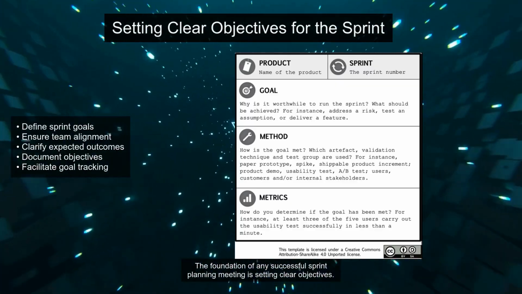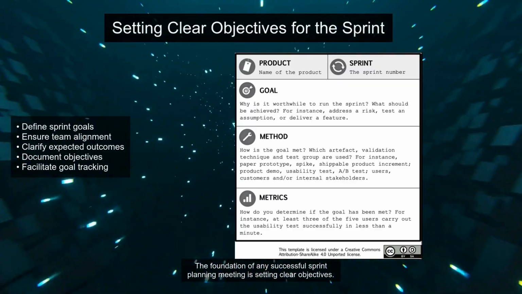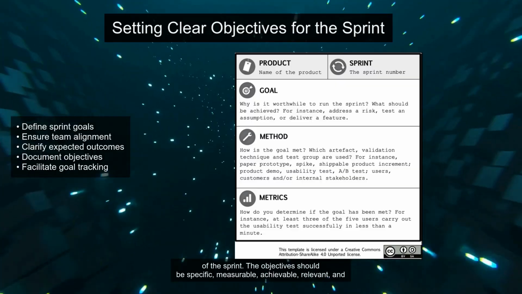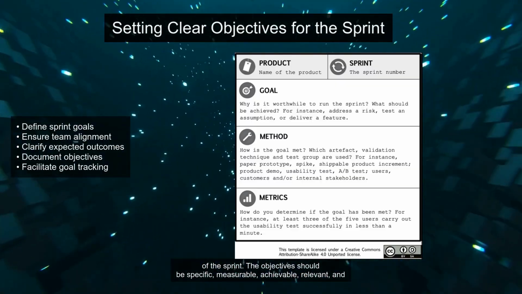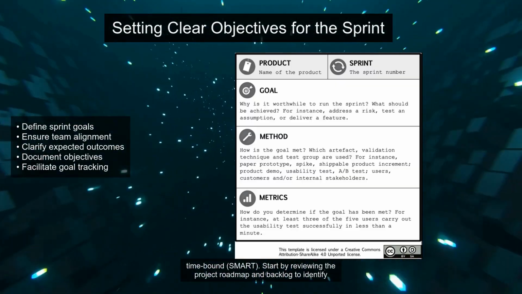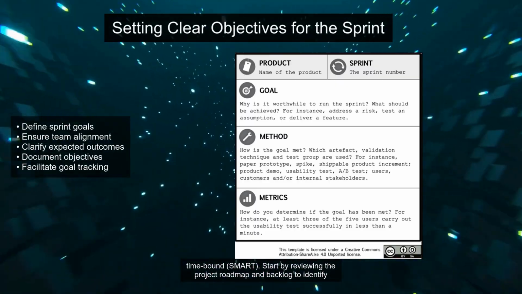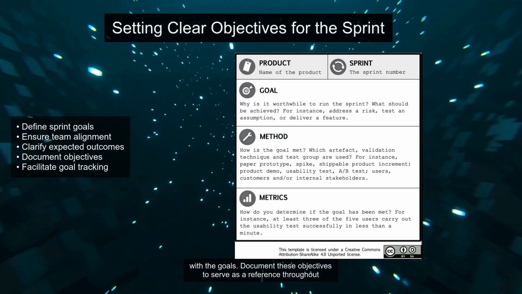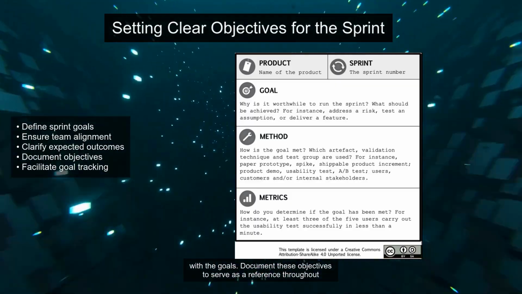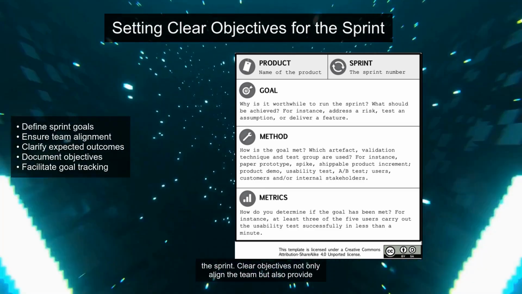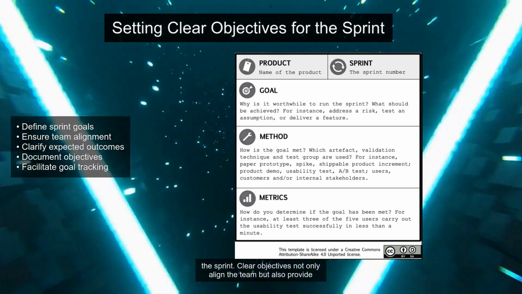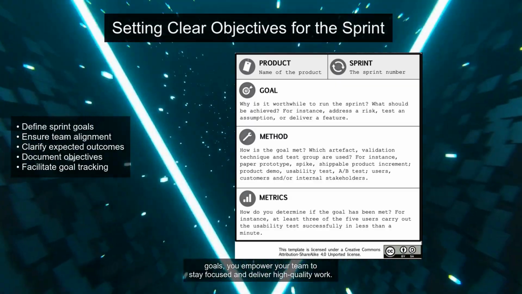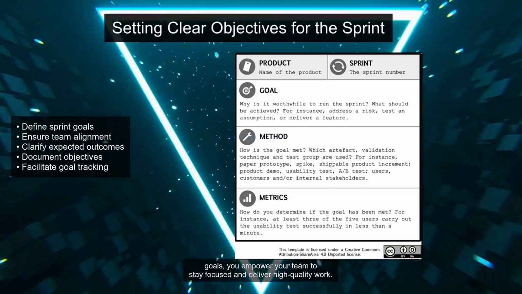The foundation of any successful sprint planning meeting is setting clear objectives. This involves defining what the team aims to achieve by the end of the sprint. The objectives should be specific, measurable, achievable, relevant, and time-bound. SMART. Start by reviewing the project roadmap and backlog to identify priorities. Then, discuss with the team to ensure everyone understands and agrees with the goals. Document these objectives to serve as a reference throughout the sprint. Clear objectives not only align the team but also provide a benchmark to measure success and guide decision-making. By setting the right goals, you empower your team to stay focused and deliver high-quality work.